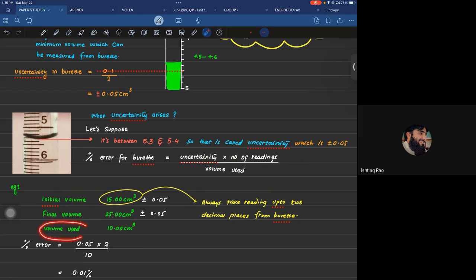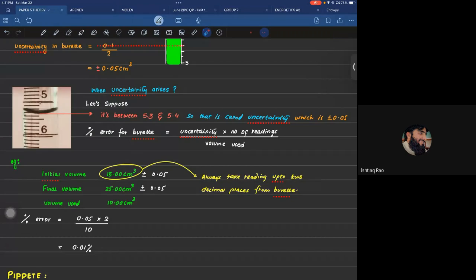And how much volume is used? That is 10.00 centimeter cube. Basically, I have subtracted 25 and then 15. I got 10.00 centimeter cube. This is the volume used during the titration. So uncertainty was 0.05, then multiplied by 2.